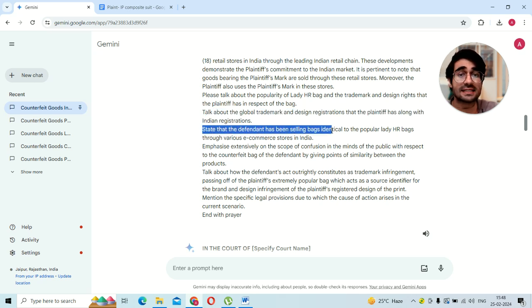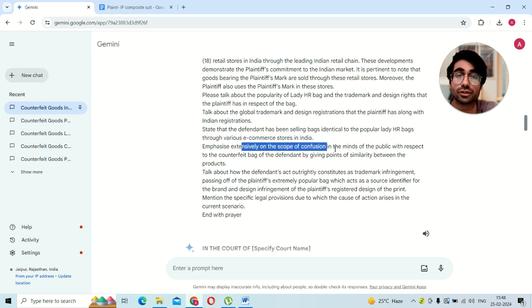State that the defendant has been selling bags identical to the popular Lady HR bags through various e-commerce stores in India. Emphasize extensively on the scope of confusion in the minds of the public with respect to the counterfeit bag of the defendant. Scope of confusion is a term which is very important when we talk about infringement of intellectual property, especially for trademarks or for anything wherein we are claiming that this particular product or this aspect has become a source of identification for the brand, right?